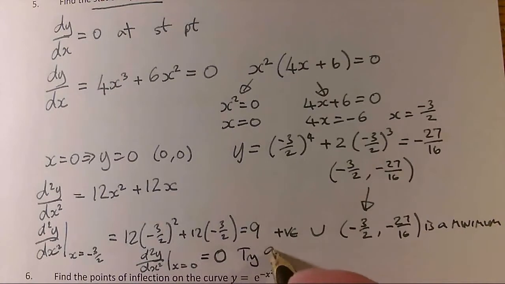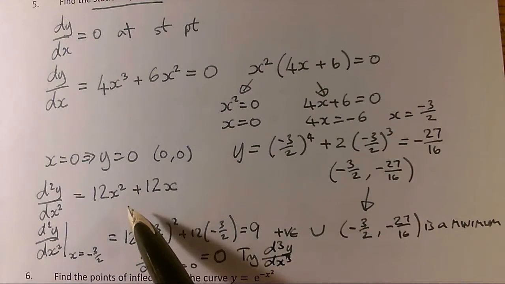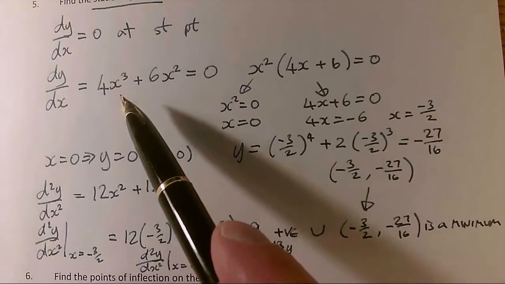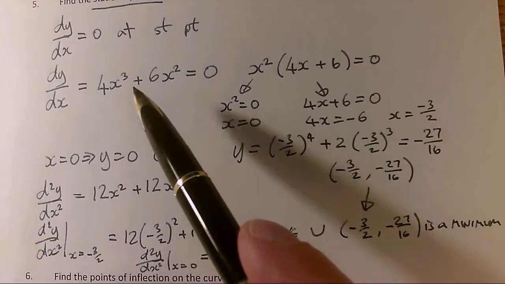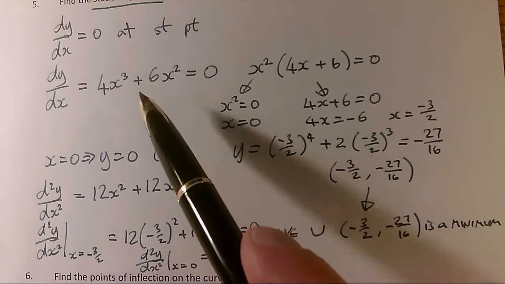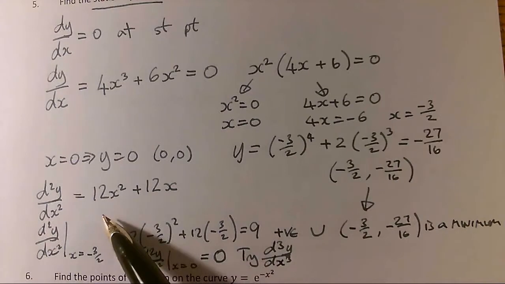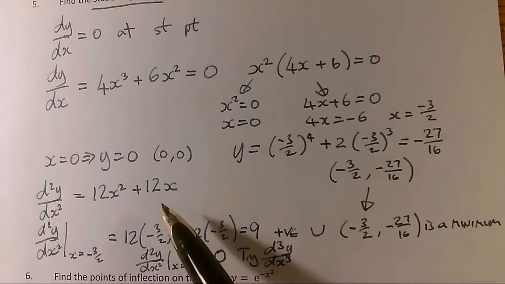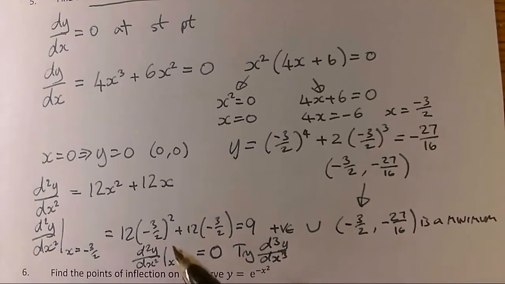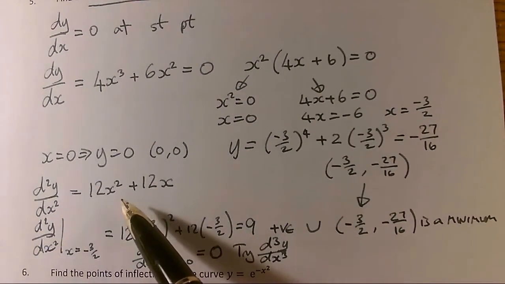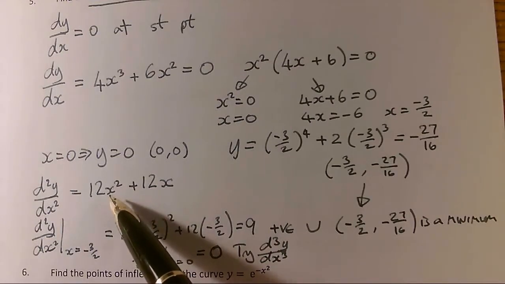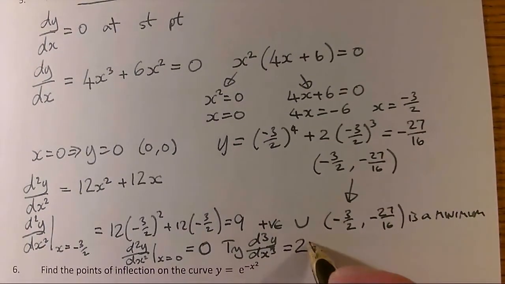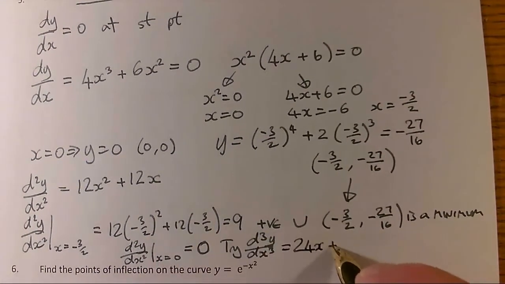So we'll try d3y by dx cubed. So I take my d2y by dx squared. Notice this expression for dy by dx has got a common factor of 2. I'm not allowed to divide by 2 and still claim it's dy by dx. I have to keep the common factor in. This has got an even more blatant common factor of 12. I'm not allowed to divide it by 12, otherwise it wouldn't be d2y by dx squared anymore. So you can't get rid of these factors. I'm going to differentiate what I see for d2y by dx squared to get d3y by dx cubed. So that is 12x squared differentiates to 24x, and of course 12x differentiates to plus 12.